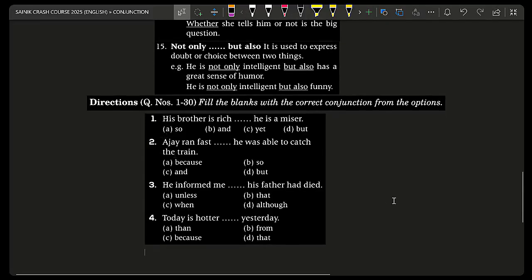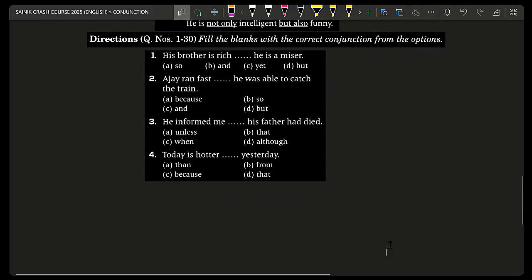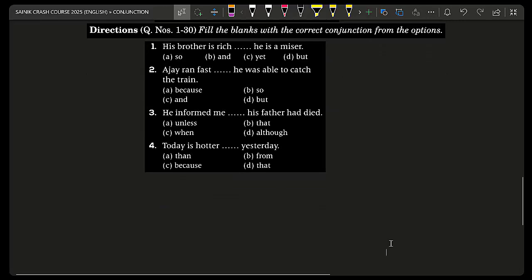Yes, who will answer these questions? His brother is rich, dash, he is a miser. Ashwardhan, can you answer the first question? Read the first question first. Yes, sir. His brother is rich, dash is a miser.